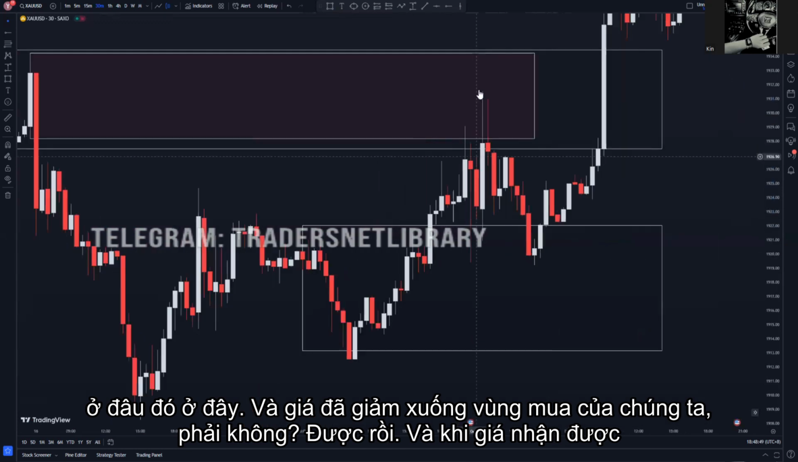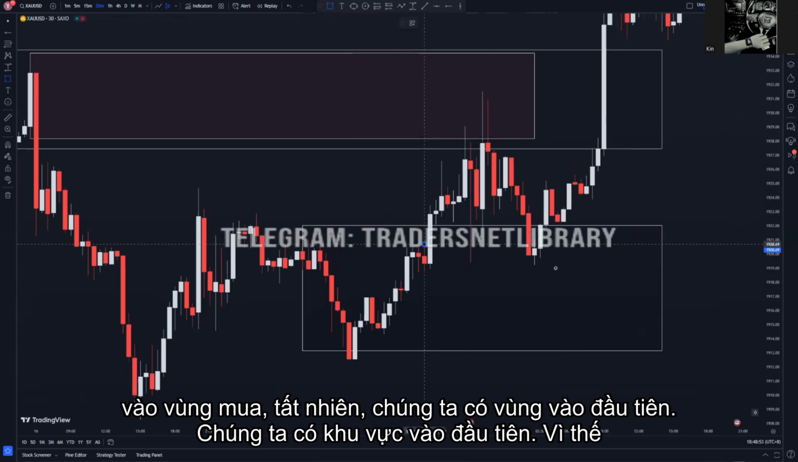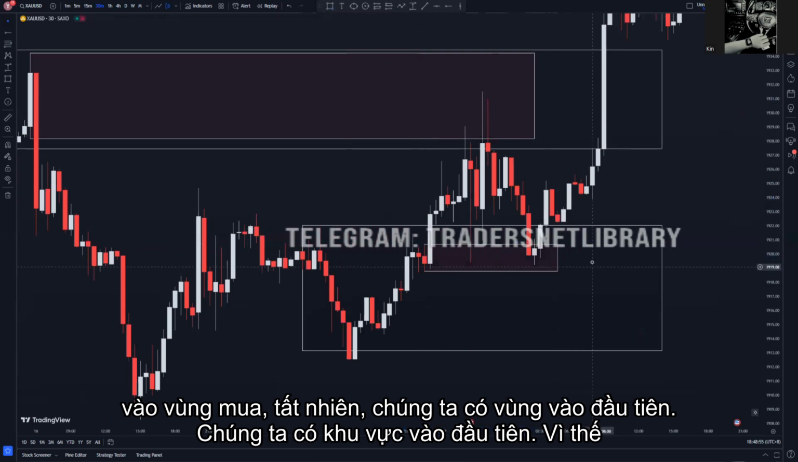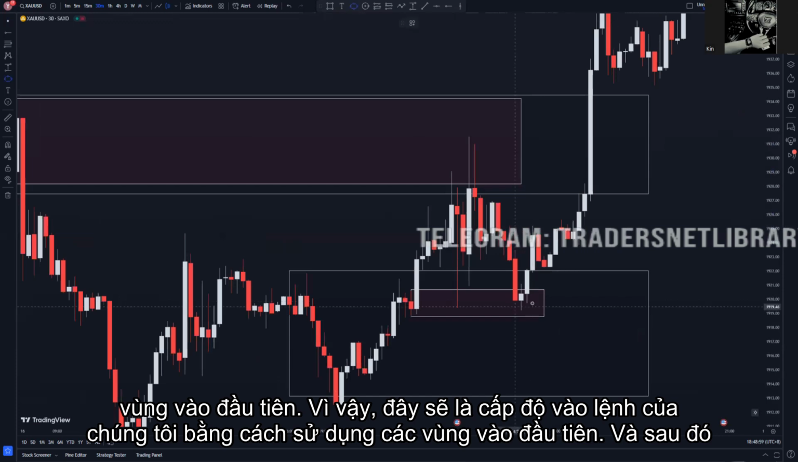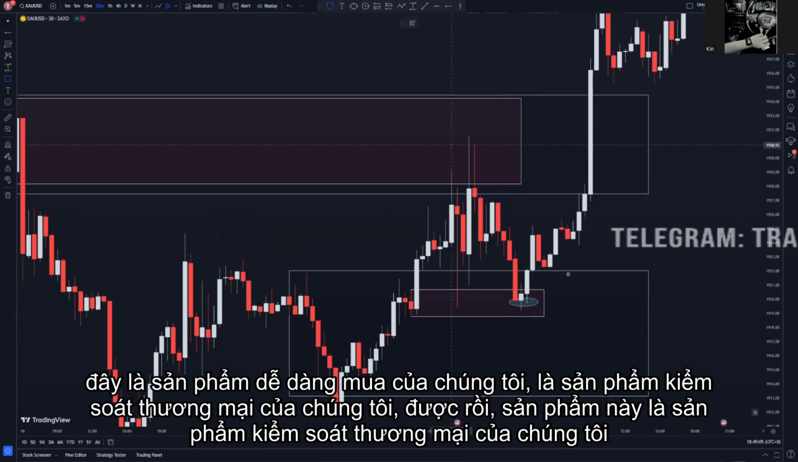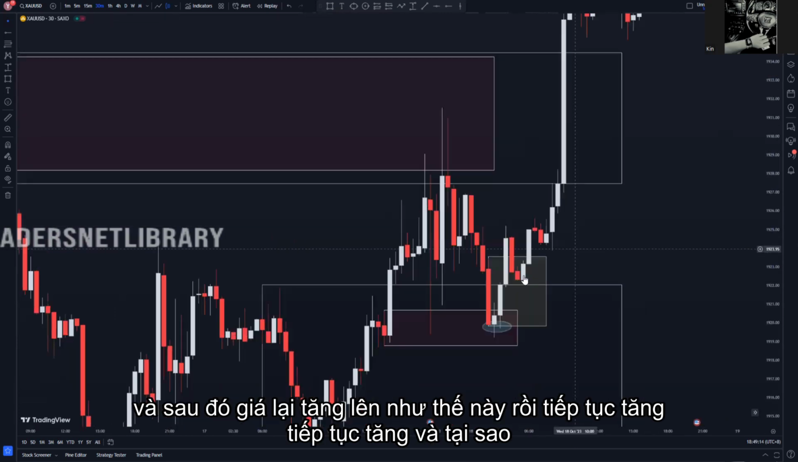Okay, and when the price got into the buy zone, of course, we have the first entry zone. So this will be the level of our entry using the first entry zone. And then this one is our EG buy, which is our trade control. Okay, this one is our trade control. And then the price went up again like this, and then kept on going up.